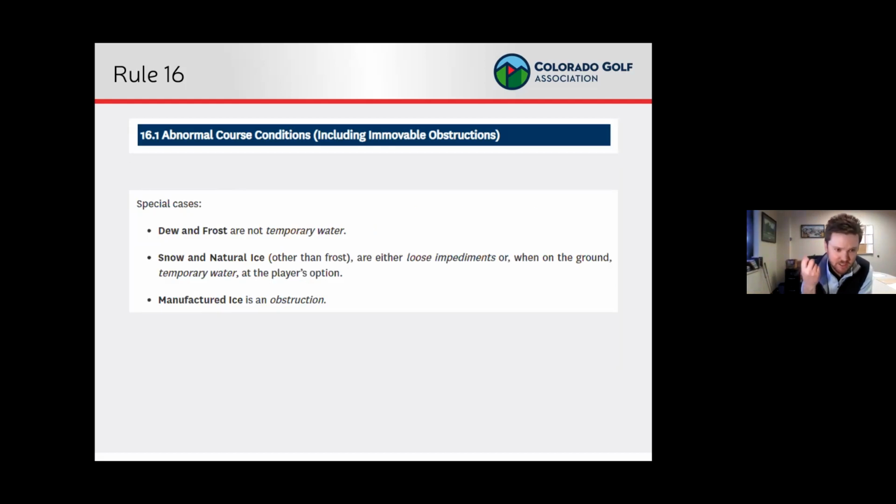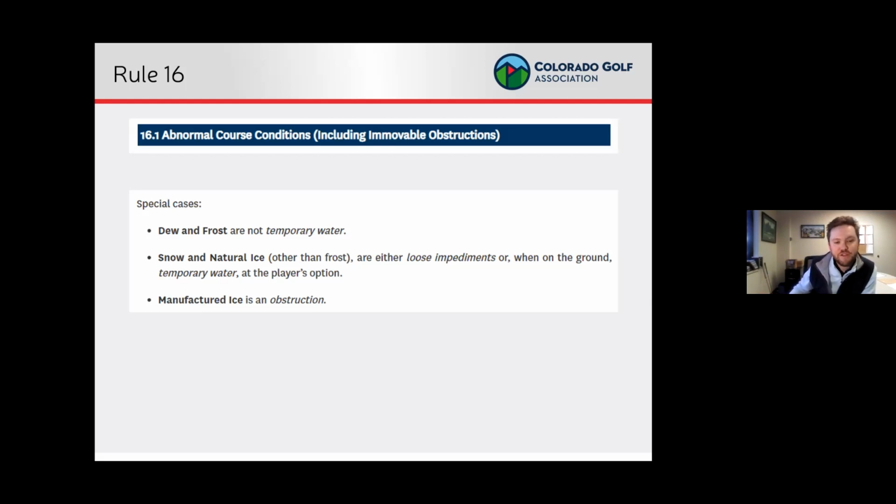It goes on to say special cases: dew and frost are not temporary water. Snow and natural ice, other than frost, which we covered a second ago, are either loose impediments or, when on the ground, temporary water at the player's option. So here it's kind of interesting. If you've got snow on the ground, you could say it's temporary water, or you could just move it and treat it as a loose impediment. Remember, if you move the snow and your ball moves, you're going to have to put it back with a penalty stroke, but you can treat it as either. So it might be more advantageous. Let's say your ball's not in a patch of snow, but there's a little bit right behind your ball. You can move that out of the way or flip it out of the way with your club, because it is treated as a loose impediment, which you can move, obviously in the general area.